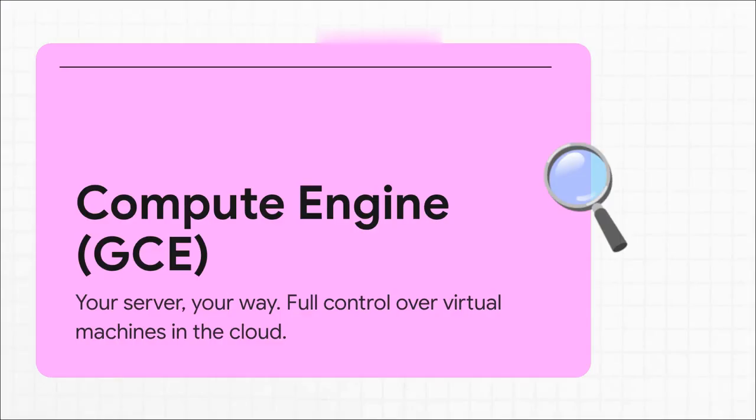First up, at that maximum control end, we've got Compute Engine, or GCE as you'll often hear it called. This is Google's Infrastructure as a Service, IaaS. And put simply, it's a virtual server in one of Google's data centers that you have complete and total control over right from the operating system up. It's really the foundational building block of the cloud.